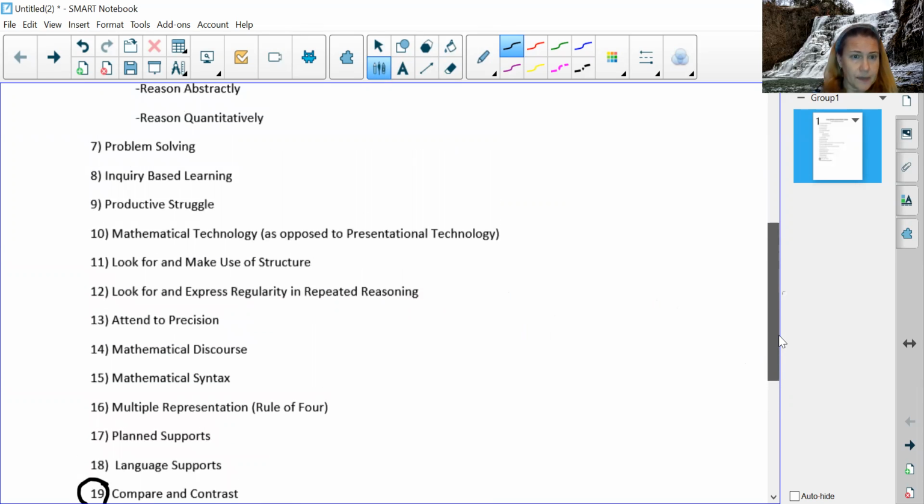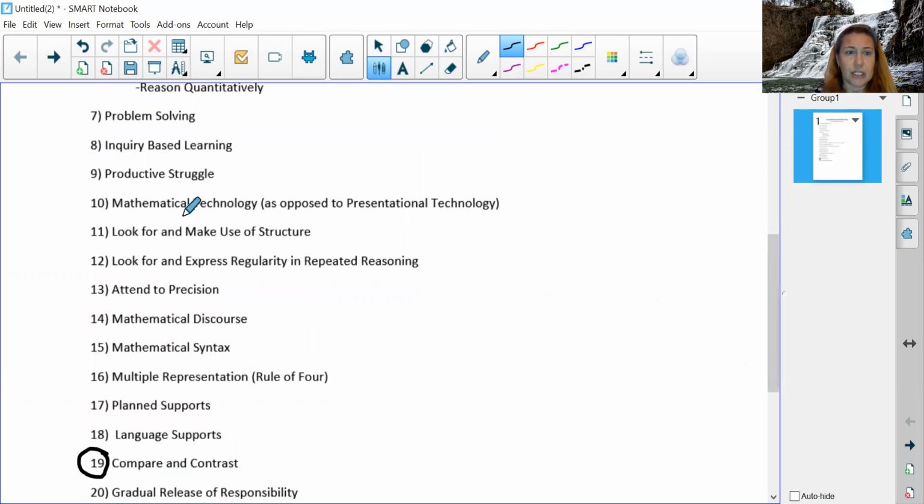All right. Other things that you've already heard me talk about, and we're going to read about these in a minute, are look for and make use of structure, and look for and express regularity in repeated reasoning. Those are two process standards. And I gave you my interpretation of those, where I think the structure of math, as I said in day -1, is that we always need like terms to add. We never need like terms to multiply.